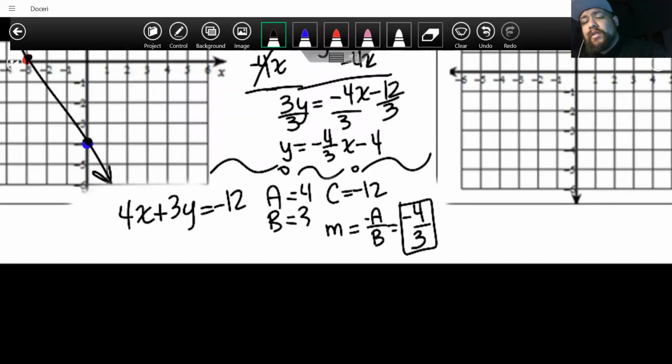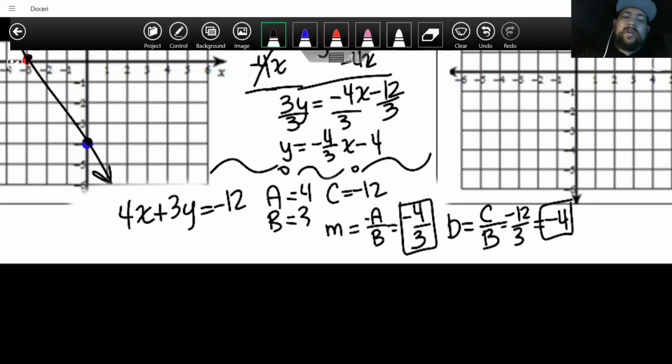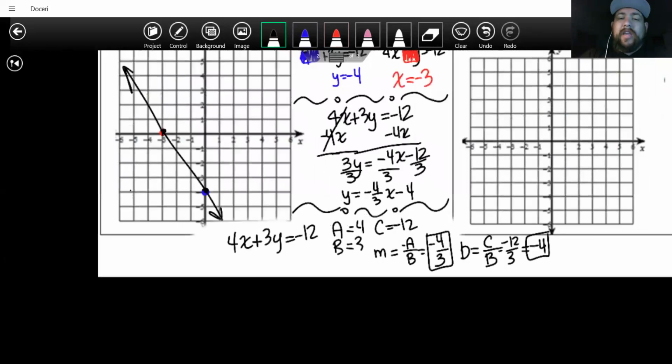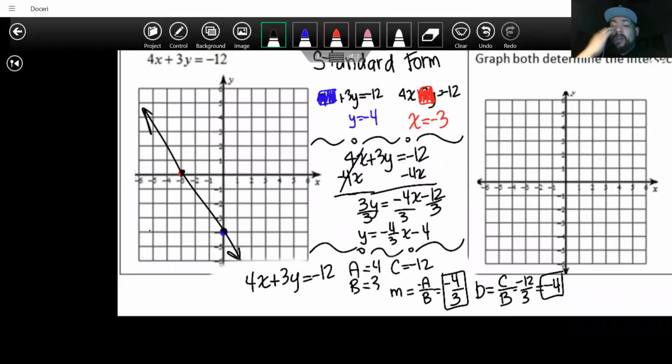And then the other one to find our b, which is our y-intercept, would have been c over b. In this case, negative 12 over 3, which happens to be negative 4. So that's your intercept as well. Graph those 2 points, plug them in, and get the same image. However you want to do it, the first 2 methods we've shown you a lot, so take those in as we do them.